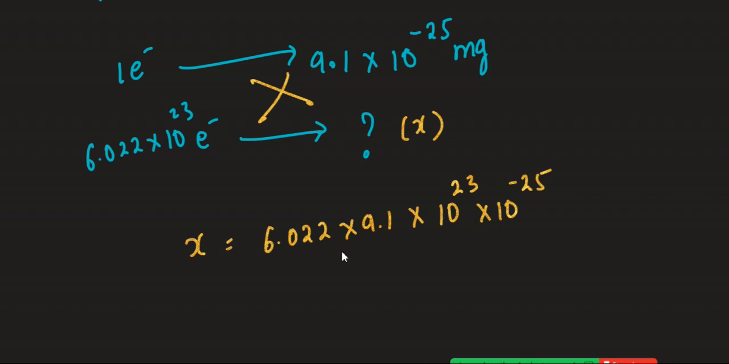So what we can do is take approximately this as 6 and this as 9. 6 nines are 54, into 10 to the power of minus 2. So this will be our approximate answer. Clear till here? Understood everyone? Right, shall we go with the next question? Let us go with the next question now.